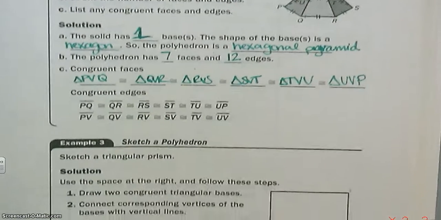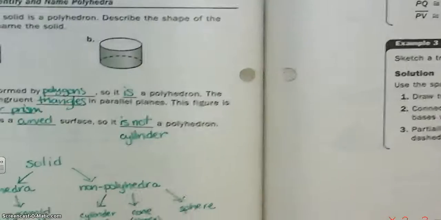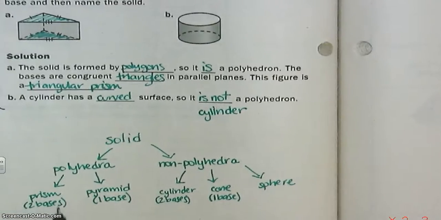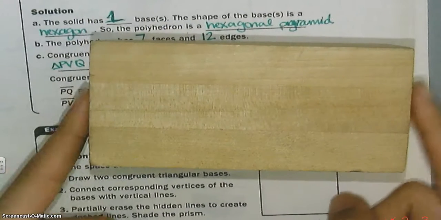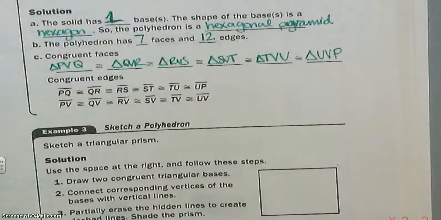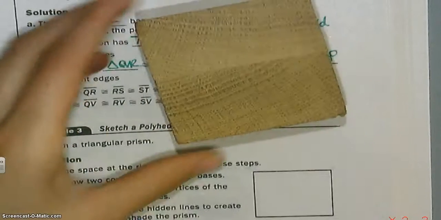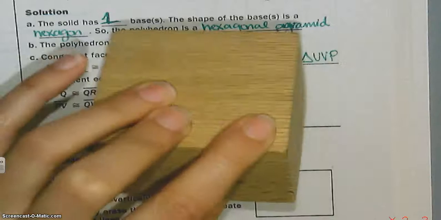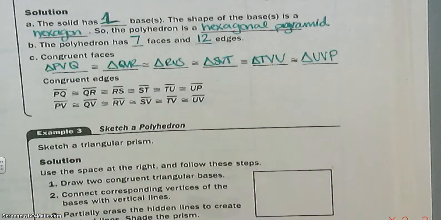Sketch a triangular prism. So if you remember, if you go back to here, a prism has 2 bases. So let me give you some examples. This is a prism. So you've got a base here and a base here. This is a rectangular prism. Here's another type of prism. This is a square prism, which we call a cube. But notice 1 base, 2 bases that are parallel.